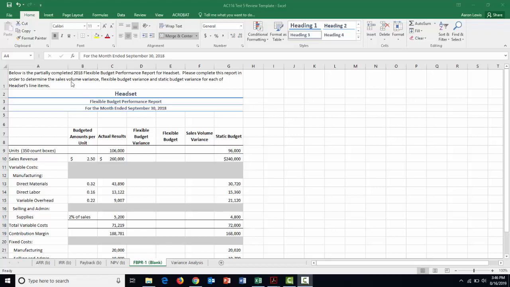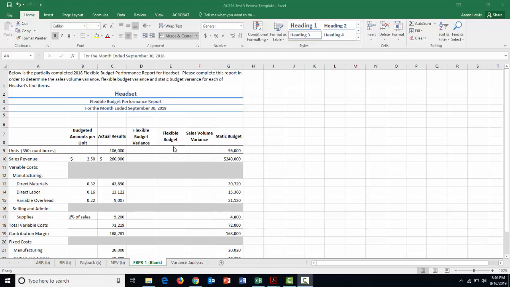The next thing I'm asking you to do is a flex budget performance report. For a flex budget performance report, we're going to figure out why our actual results are so much different than our static or master budget by breaking it down into different types of variances: the sales volume variance, the flex budget variance, and the static budget variance. And then we can also break the flex budget variance down into cost and efficiency variances, which we'll do in a little bit here.